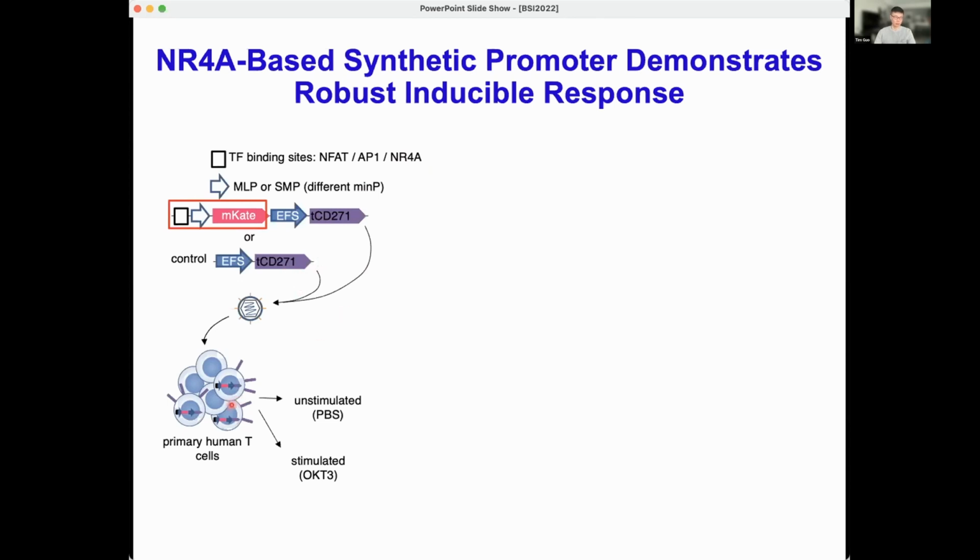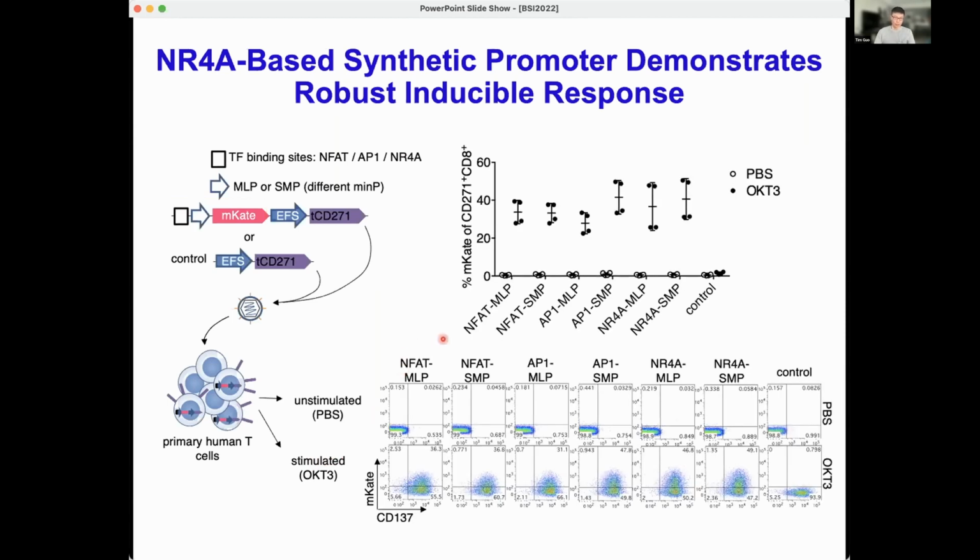So we transduce this into primary human T cells and treat them with anti-CD3 stimulation. And we can see that the 3 response elements in different combinations of minimal promoters all behave similarly to the strong stimulation with anti-CD3. As an internal positive control for T-cell activation, we also measured CD137 upregulation, which is a human T-cell activation marker. So now we have, especially in NR4A, a new antigen-inducible promoter that behaves, at least based on this assay, similarly well to the conventional NFAT.